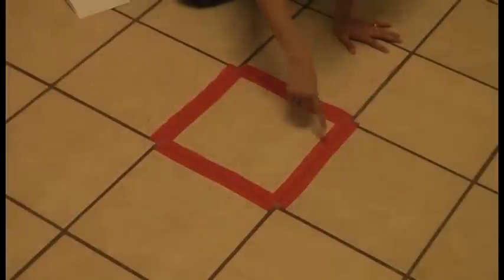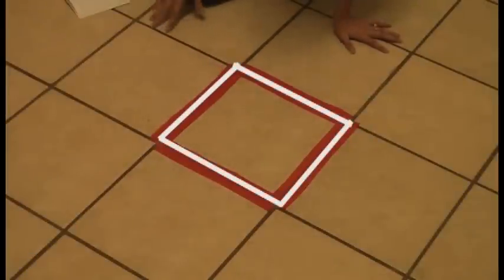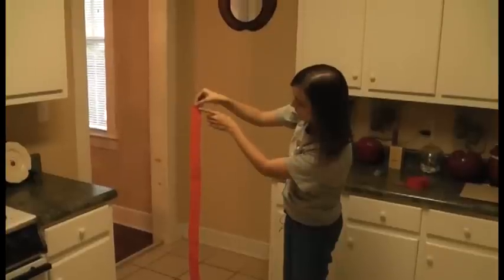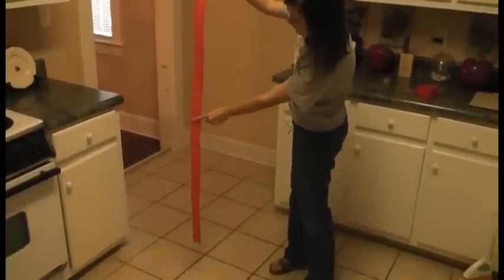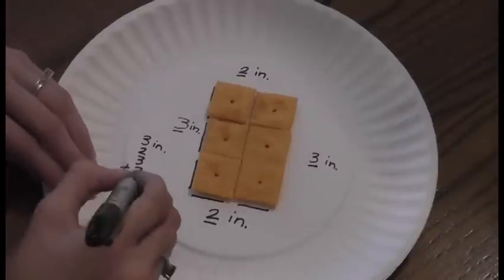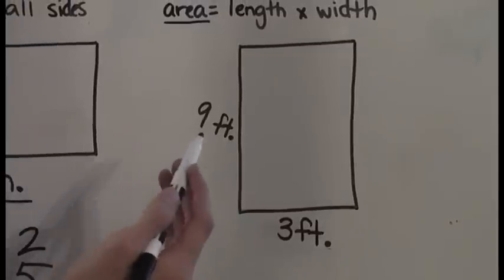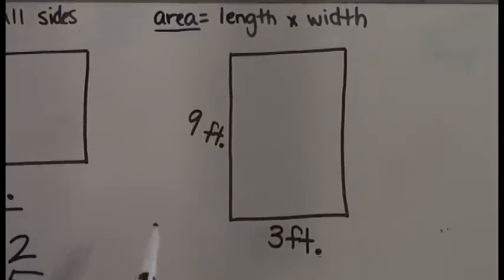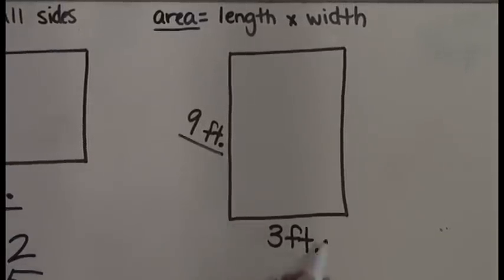So let's review everything we learned today about area and perimeter. We learned that the line that goes around a shape is called a boundary line. The perimeter is the length of the boundary line. It is found by adding the length of all the sides together. The area is the space inside the boundary line. It is found by multiplying the length by the width.